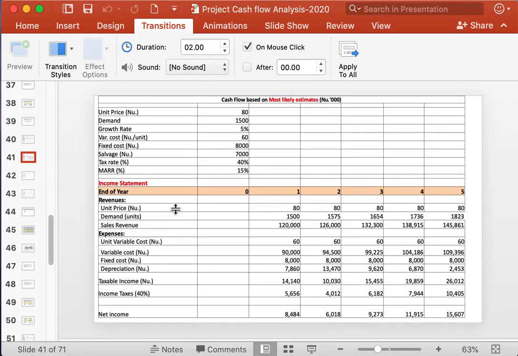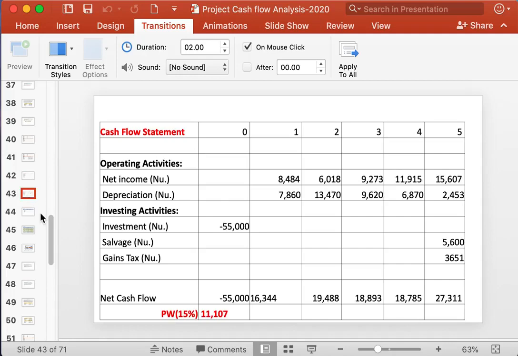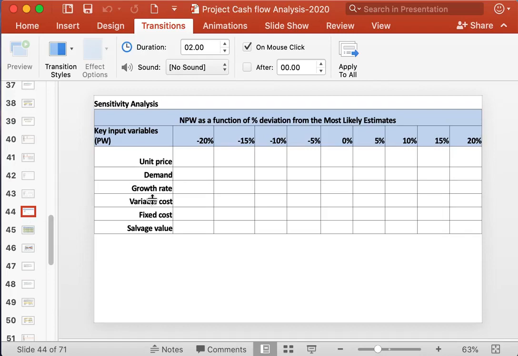As you see here, or as explained in the previous video, and then you have to calculate the net present worth as shown here for this cash flow. Then after that you have to prepare a table like this.